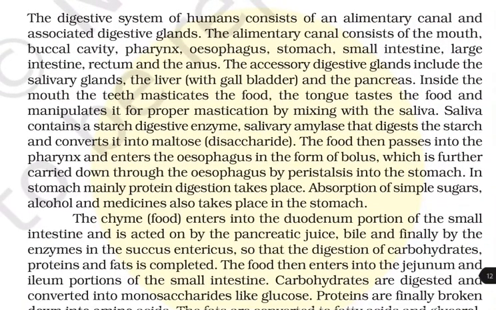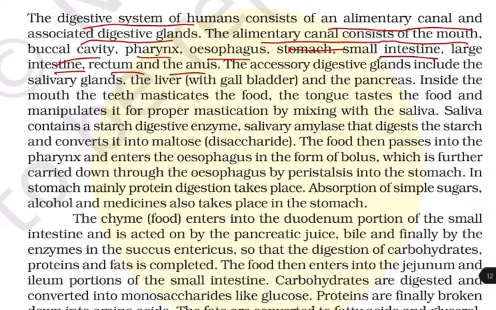Summary. The digestive system of humans consists of an alimentary canal and the associated digestive glands. The alimentary canal consists of the mouth, buccal cavity, pharynx, esophagus, stomach, small intestine, large intestine, rectum, and anus. The accessory digestive glands include the salivary glands, the liver with the gallbladder, and the pancreas.